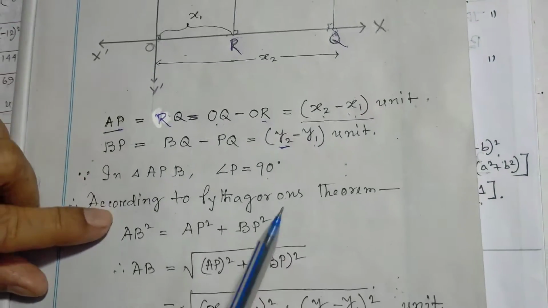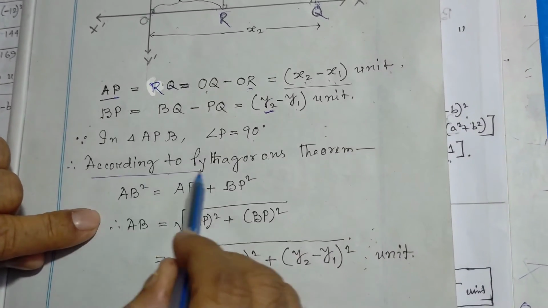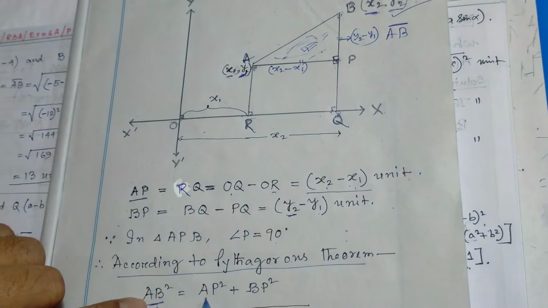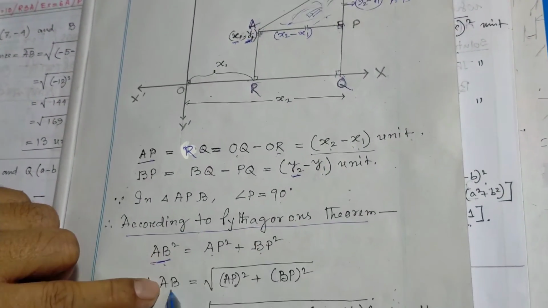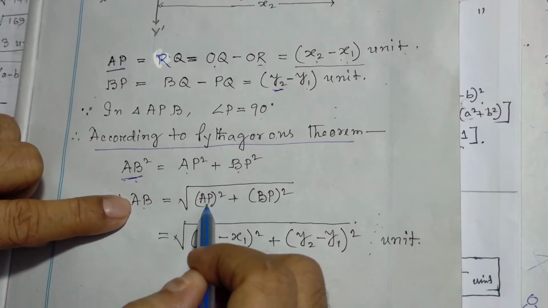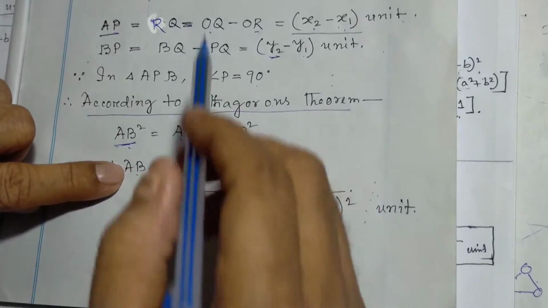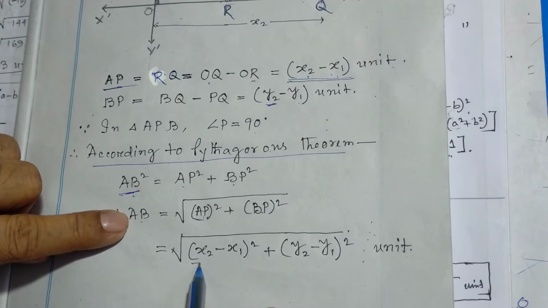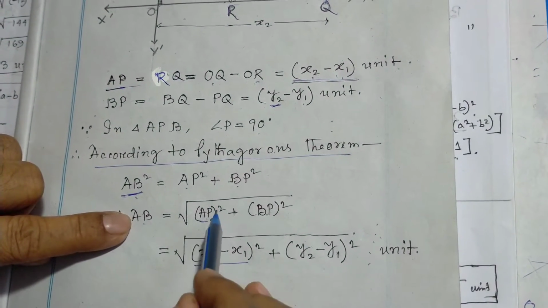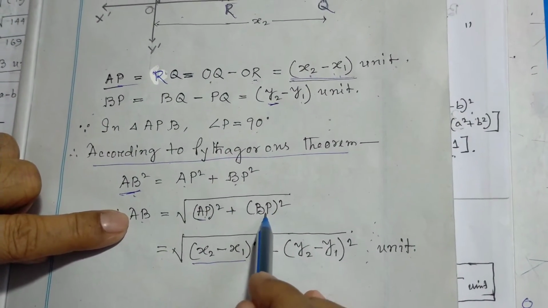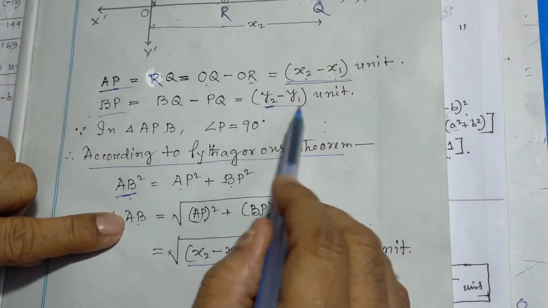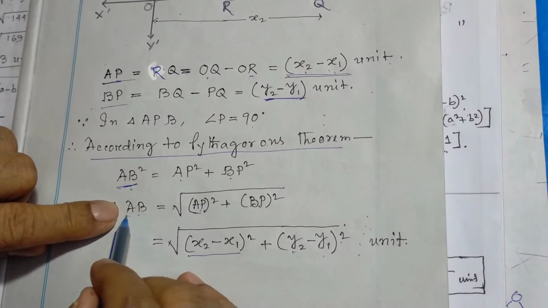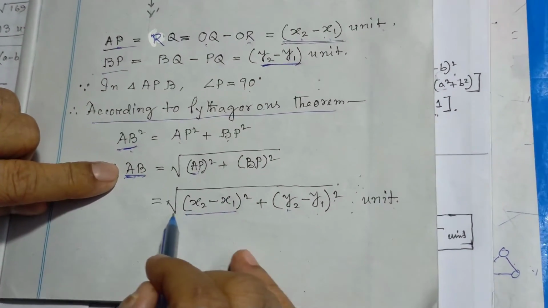So, according to the Pythagoras theorem, AB square equals AP square plus BP square. So AB equals square root of AP square plus BP square. AP means I have got AP as x2 minus x1, x2 minus x1 whole square, and BP means I have got BP as y2 minus y1, y2 minus y1 whole square. So the length of AB equals this formula.